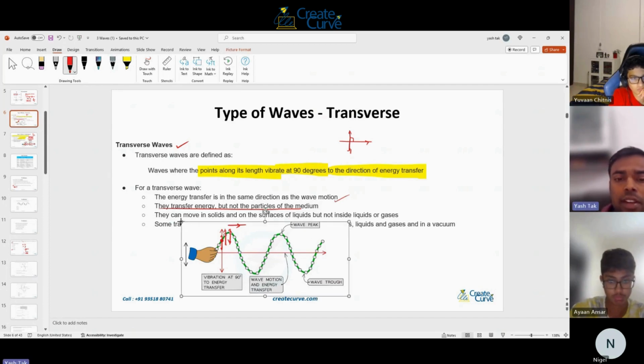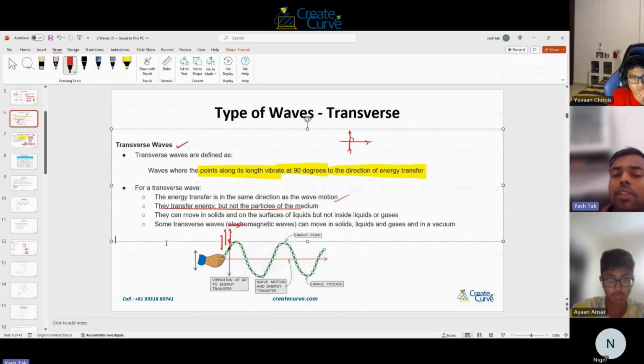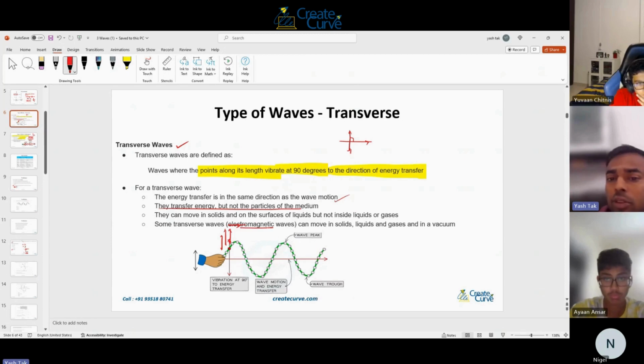In the case of a string, we see this type of wave, and even light is of this nature. All electromagnetic waves, and light is one of them, can move in solids, liquids, and gases. Even in vacuum, they do not require a medium to flow. That type of wave we call the transverse wave. Note it down. Just write the definition part. The rest will become clear.